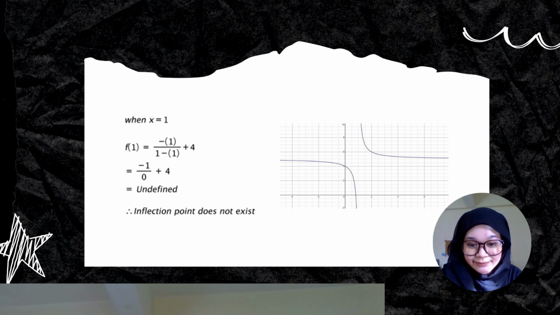Two asymptotes, which are vertical asymptote and horizontal asymptote. For vertical asymptote, the denominator of a rational function equal to 0 and solve it.